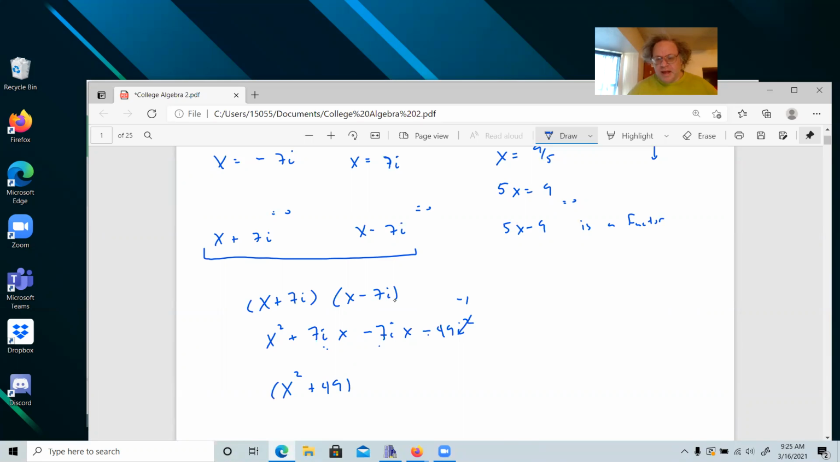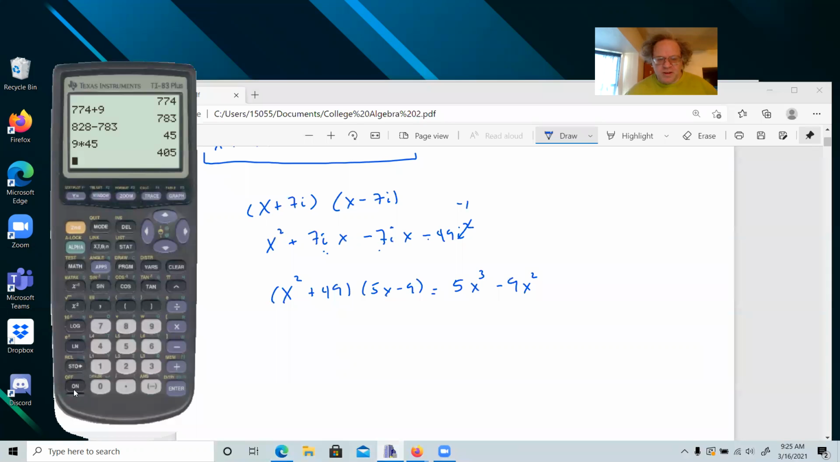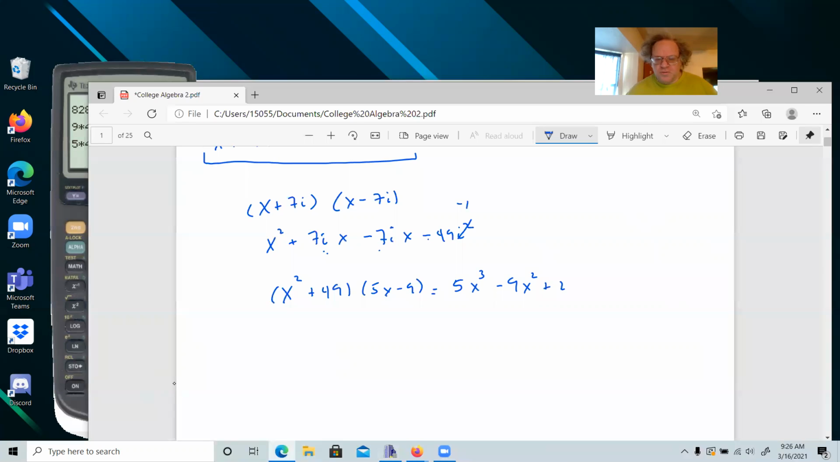Now, we also have to multiply out by 5x minus 9. This one isn't so bad. So we're going to end up with 5x cubed. We have a minus 9x squared. Okay, we have, what's 49 times 5? 145 or something? I don't know. 5 times 49. 245. See, I'm glad I checked. So that's plus 245x.